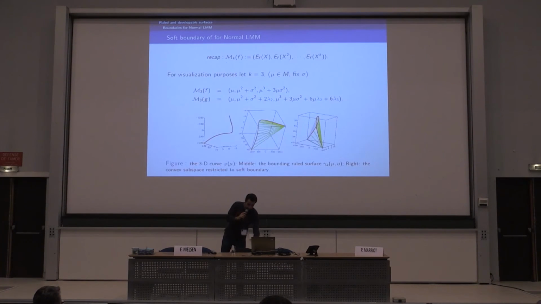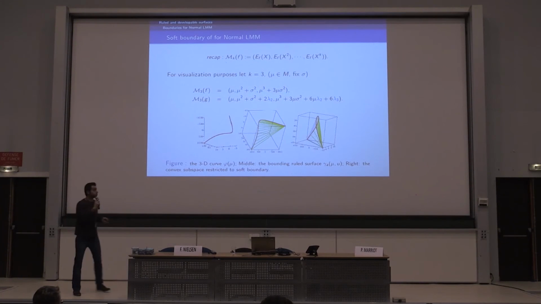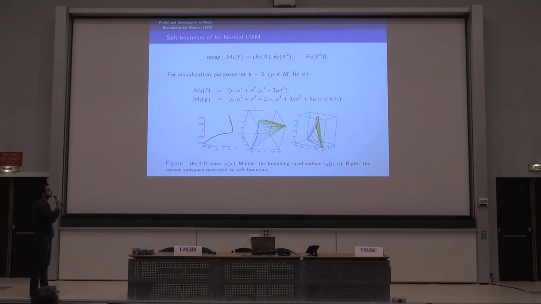I just need one more second to discuss these soft boundaries. For the soft boundaries, if you remember, this is the recap, we defined this vector of the moments. We need to construct a convex hull of all those points for all values of mu inside the compact interval M. For the normal distribution, fix sigma, and let k be equal to a fixed value just for visualization purposes. We just want to see the pictures.